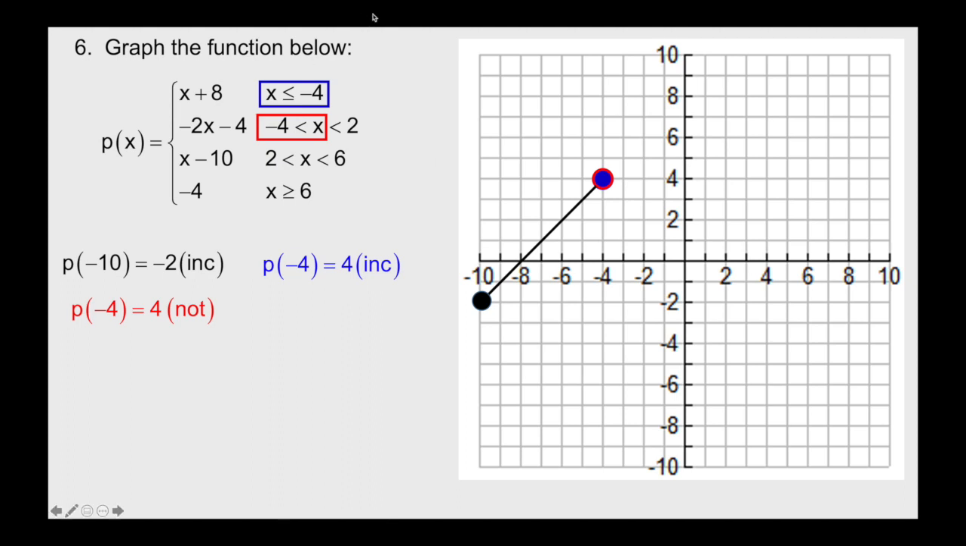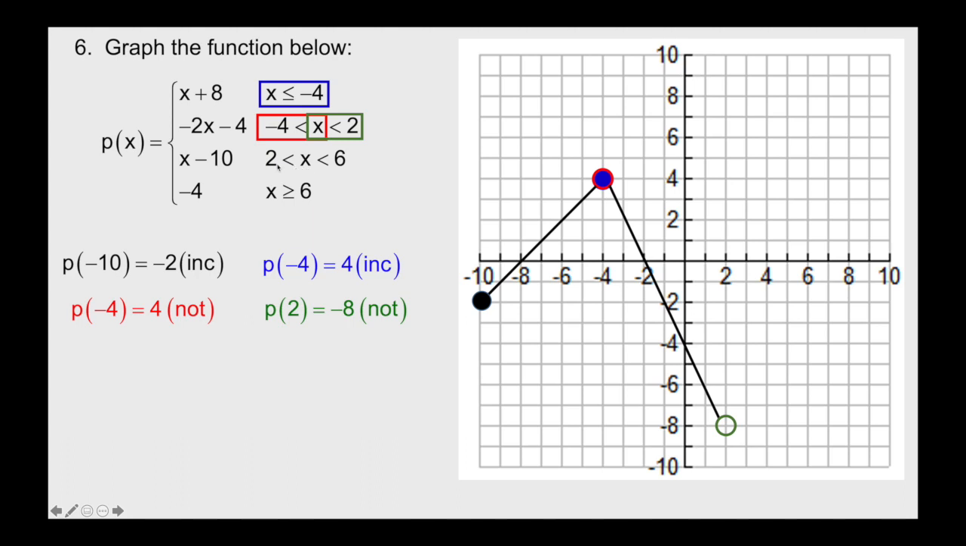From there, I'd be plugging in this 2. When I plug in 2 here, I'm going to end up getting negative 2 times 2, which is negative 4. Negative 4 minus 4 is negative 8. So again, I'm plotting 2, negative 8, which is down here. And it is going to be open because, again, I didn't have the equal sign here.